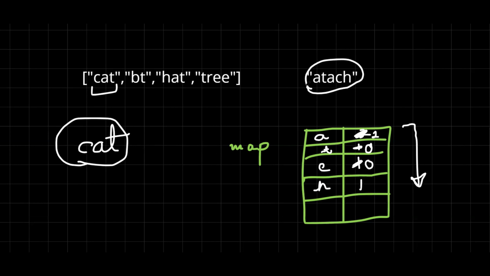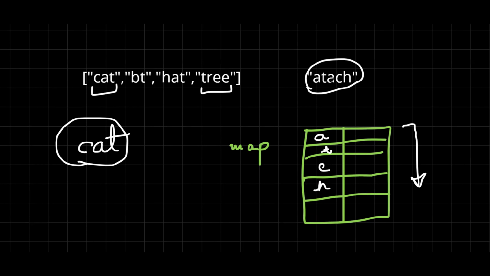Because if any of the characters' frequency becomes negative, that means there is a shortage of characters to form the word cat. Let's say, suppose, let's analyze the word tree, which is TREE.